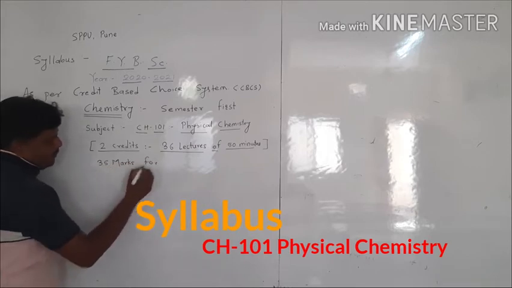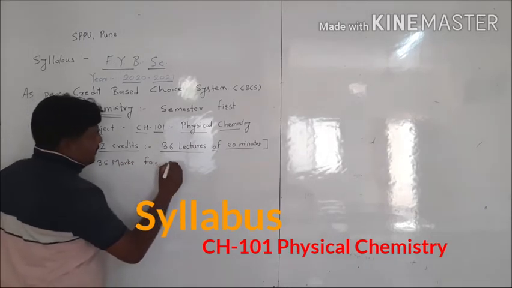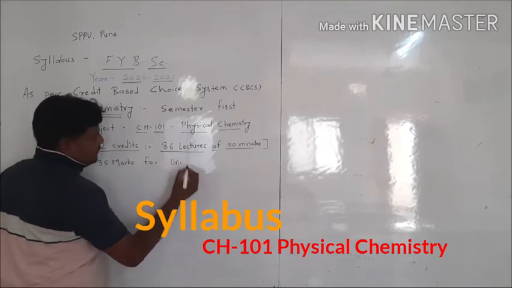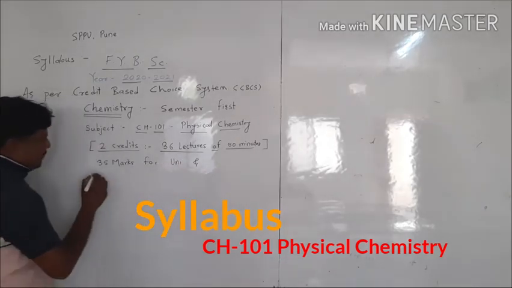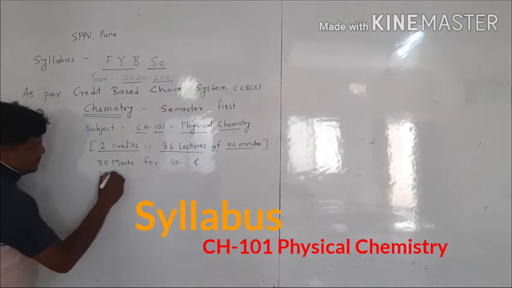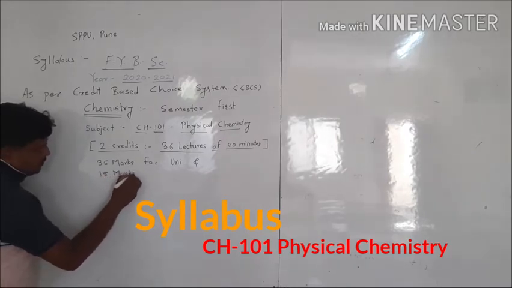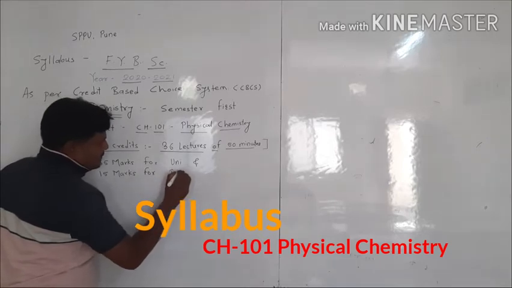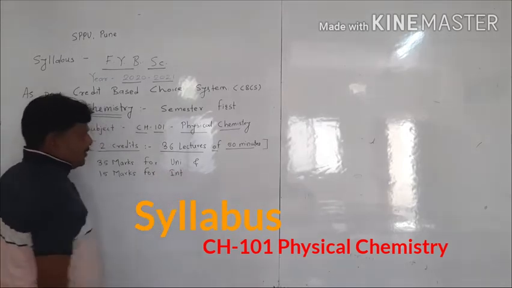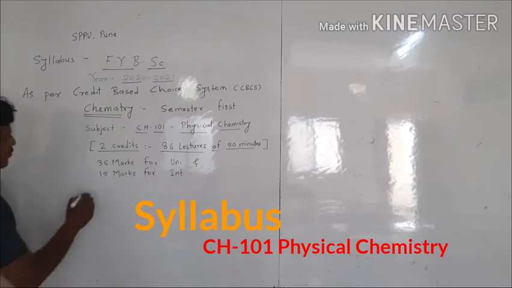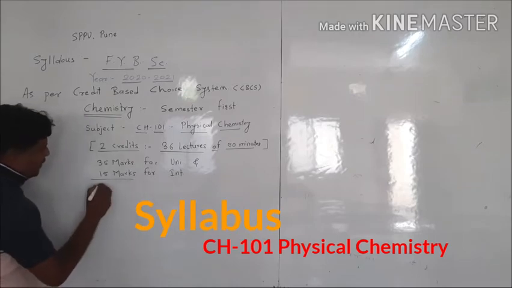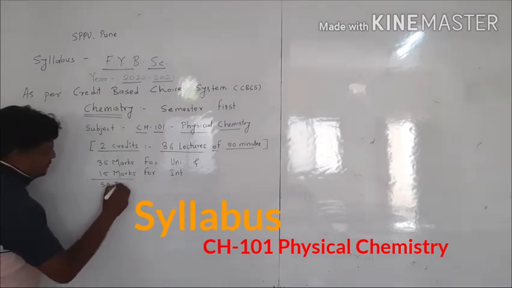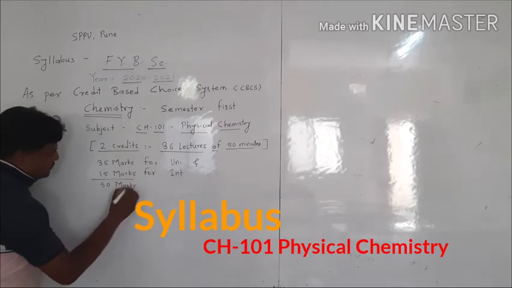and having 35 marks for university exam and 15 marks for internal examination or internal evaluation. So total marks are 50. Okay.